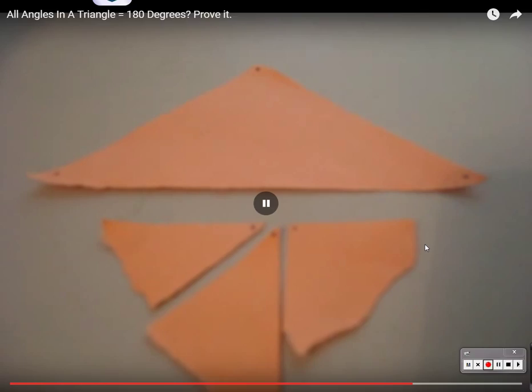So why don't you do that right now? Just take yours. If you have scissors, you can cut it or you can just tear it. So you just cut it and you take all three angles and you just put them together like that, all in one place, just kind of pointing at each other. She's got two different triangles in case that's confusing at all. She's got a whole triangle and one she's cut up. Just cut the angles off of your triangle.